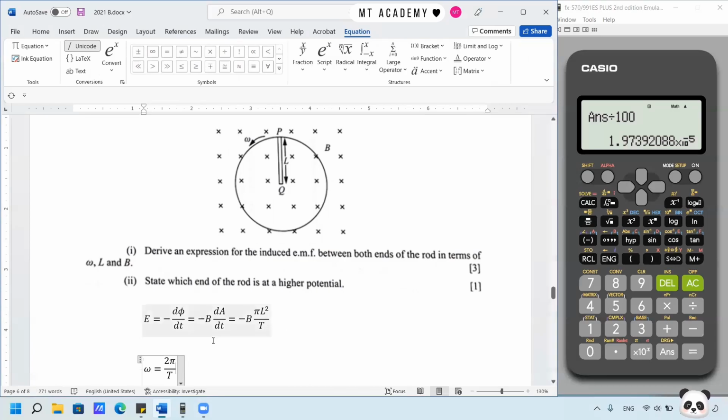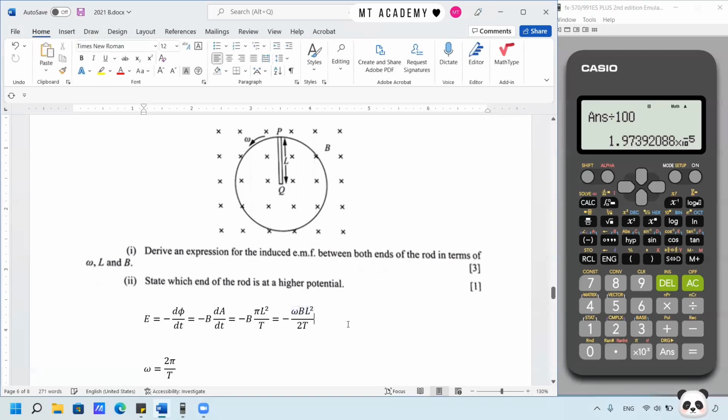So we're almost there. We just put in the expression that pi over T is equal to omega over 2. So finally, in the end, the induced EMF is equal to negative omega BL squared over 2T. So this would be the expression of the induced EMF for this question.